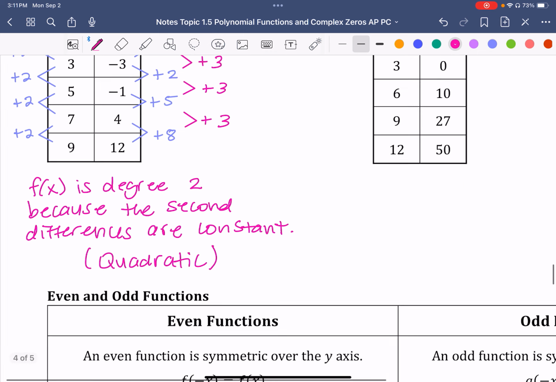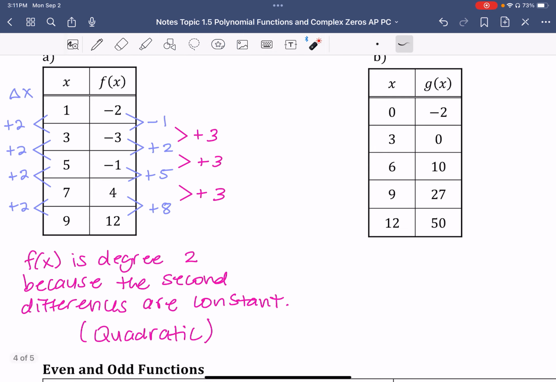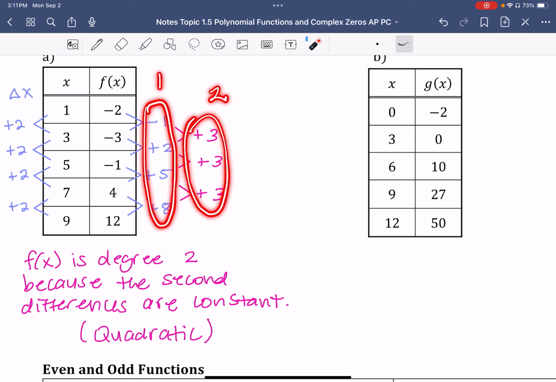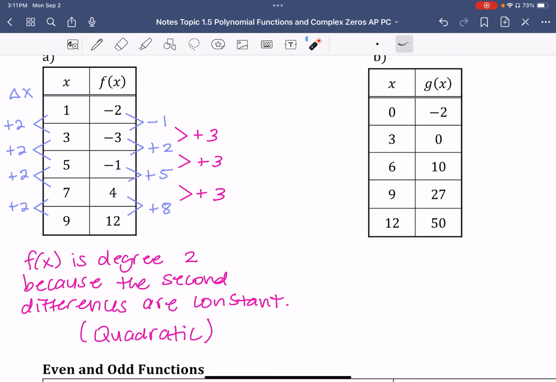Okay, so you just have to count the number of times that you subtracted. So this is the first differences, and these are your second differences, and the second differences were constant, so it's quadratic. Okay, so if your first difference is constant, it's linear. Second difference constant is quadratic. Third difference constant is cubic. Fourth difference constant would be quartic, and then etc. If it was 5 differences, then it's degree 5. 6 differences, then it's degree 6. Okay, let's do another one.